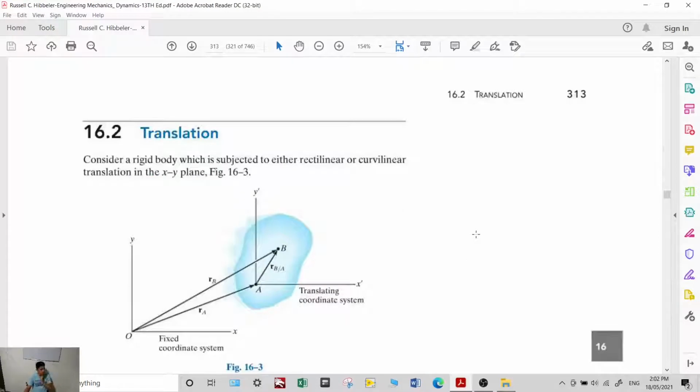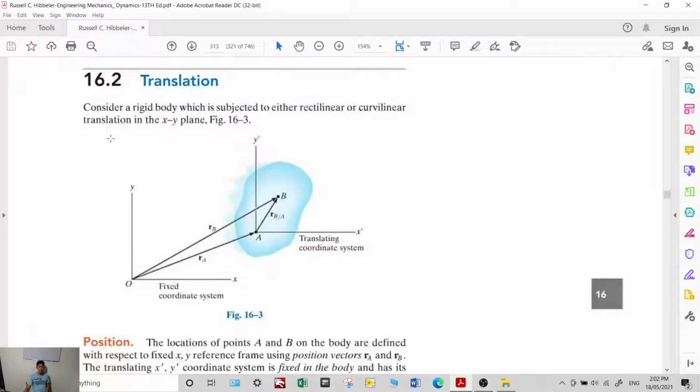Okay, so first let's discuss translation. What we learned from previous chapters 12 and 13 can be applied in this topic also. So first, consider a rigid body. This is your planar rigid body, and in that rigid body you have many points, actually, because a plane is composed of many points. And then just consider two points in the body, A and B.